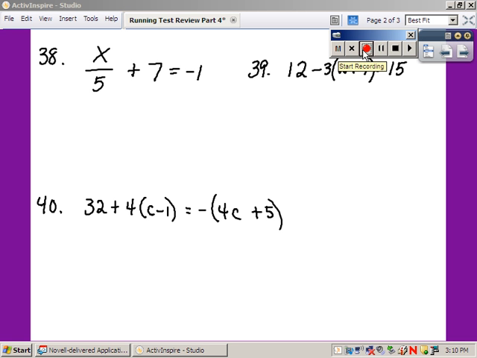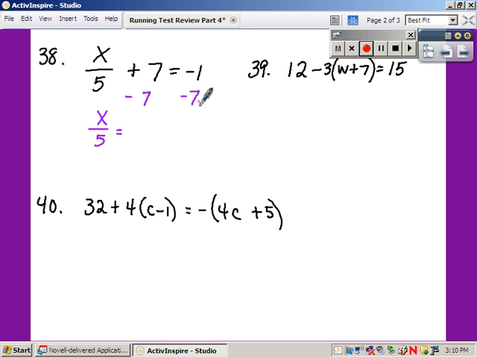Okay, we're into some of our last parts. This is the most recent thing we've done, which is probably a review for most of you, which is great. So we're solving equations. Generally the method is to try to get x, or whatever the variable is, by itself. So in this problem, we're going to start by getting the variable term by itself. I want to get rid of this positive 7 by subtracting it away. That's going to leave me the x over 5 here. Negative 1 minus 7 is negative 8.